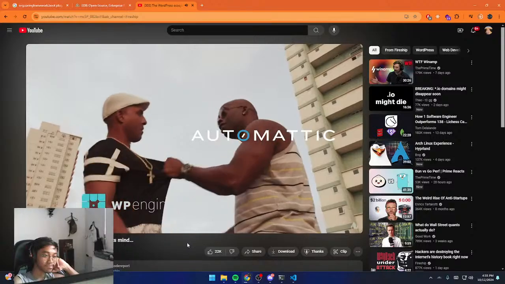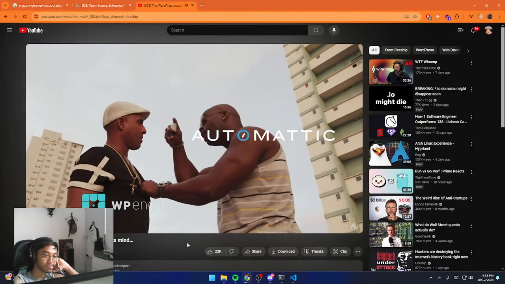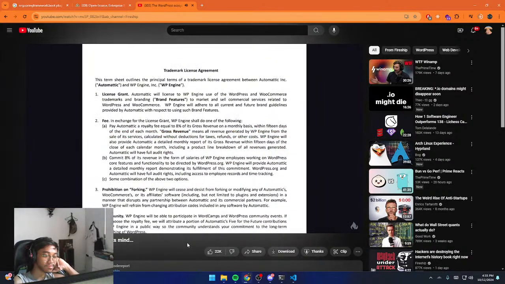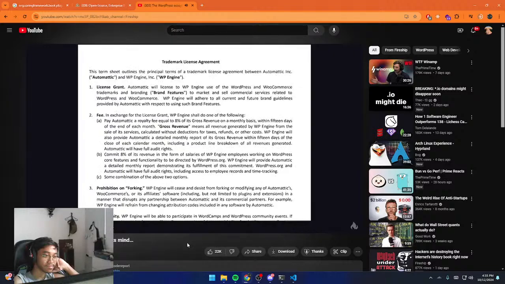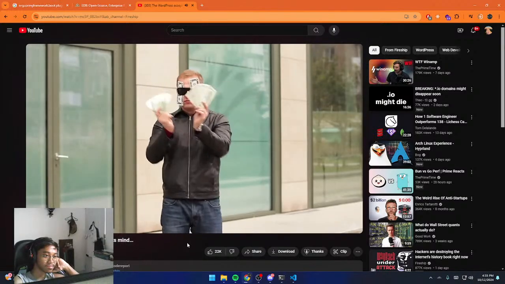There's likely bad blood between the two companies going back years, but the main catalyst for the recent drama happened on September 20th, when Automattic sent this trademark license agreement to WP Engine. It's basically a ransom note demanding that they pay Automattic a royalty of 8% of its gross revenue on a monthly basis, which in this case would be millions of dollars per month.